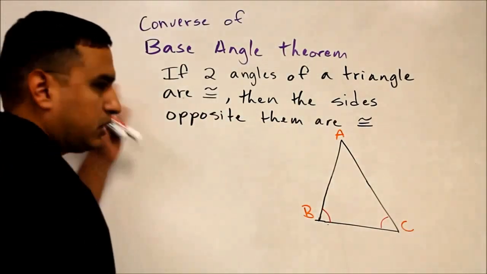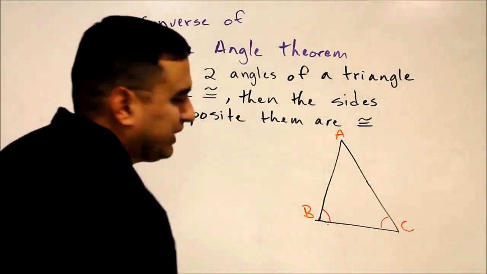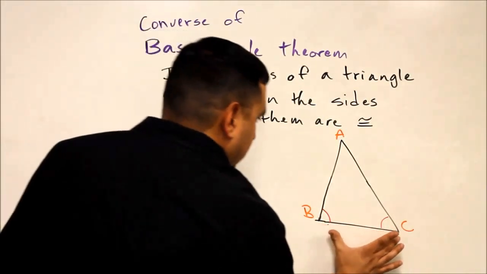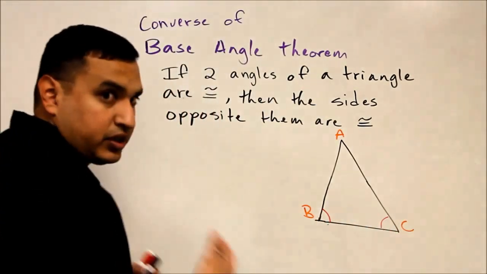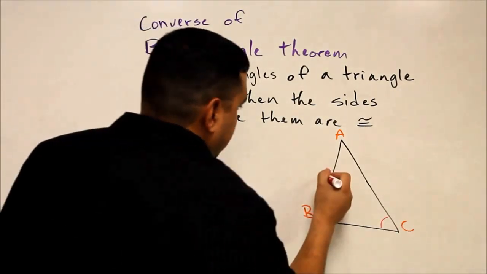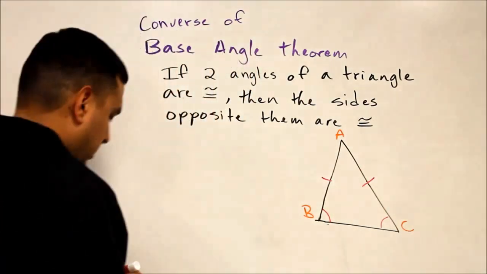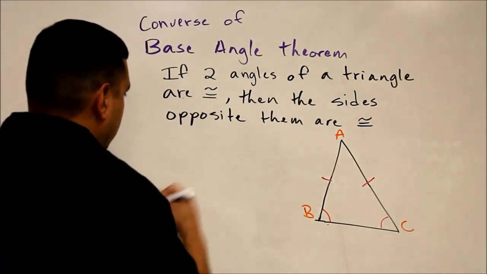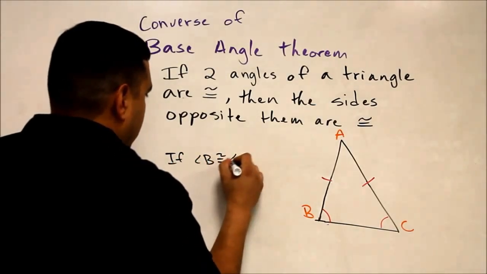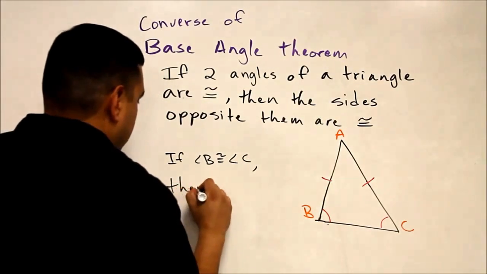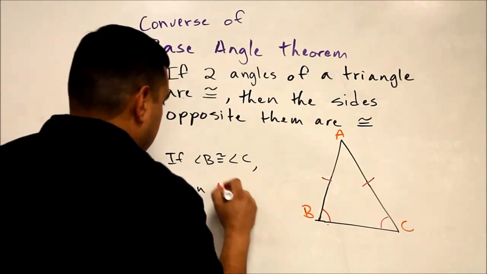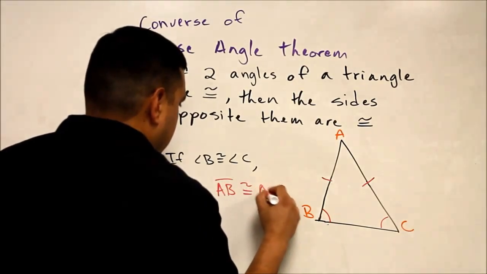Right, now what we have is what's called the converse of the base angles theorem, and that just simply means we're going backwards. So I'm told that angle B is congruent to angle C, which means that if I know these two base angles are congruent, then these sides are congruent. So again, as a conditional statement, if I know angle B is congruent to angle C, then my conclusion is that segment AB has to be congruent to segment AC.